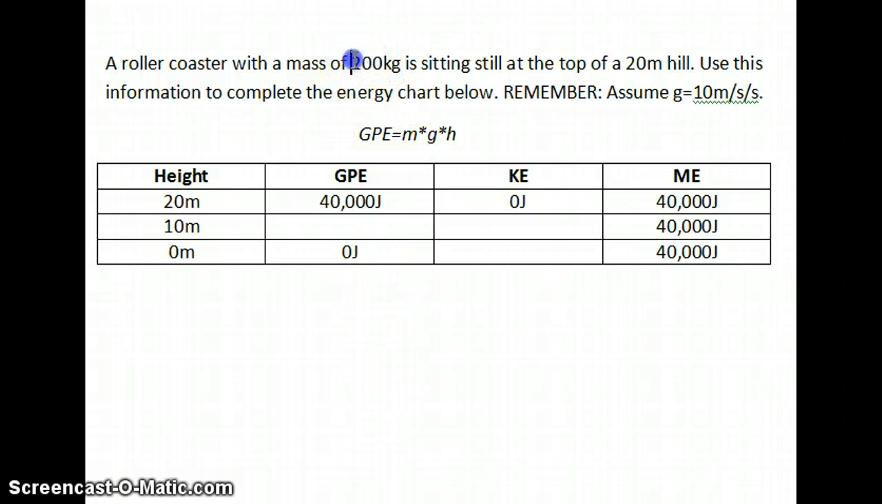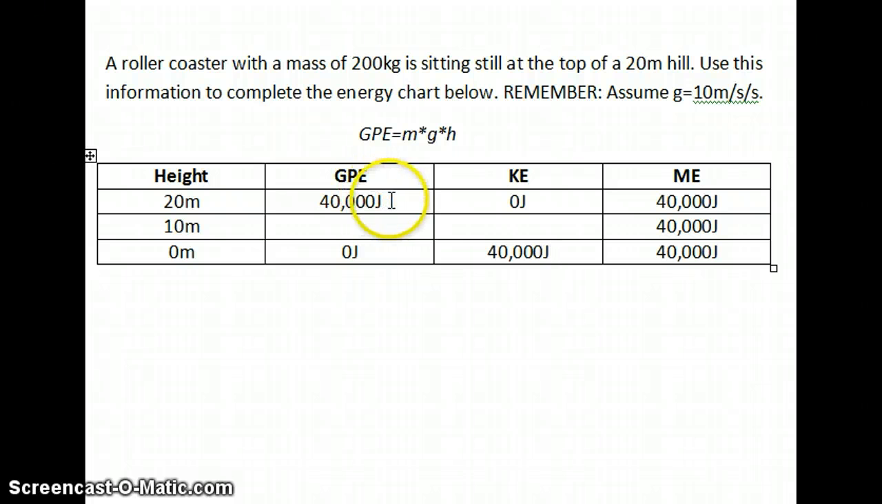You have your mass of 200 kilograms times g, which is 10 meters per second squared, times your height of 0, you will get 0. Kinetic energy plus gravitational potential energy is equal to mechanical energy. Well, 0 plus something has to equal 40,000. Your missing figure here is 40,000 joules.